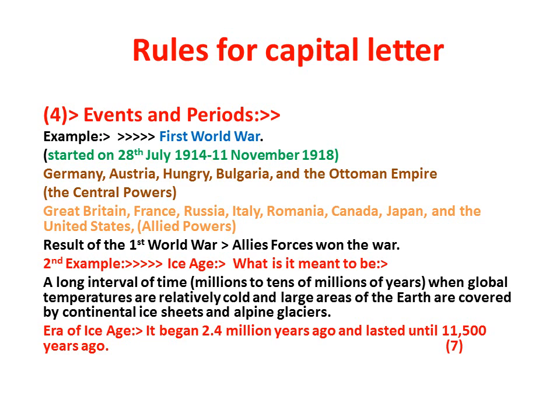And there comes the second example of that particular slide, Ice Age. What is meant by Ice Age? If you look at the words Ice Age, the first letter of the word ice is I capital, and then there comes the word age, and the first letter A is capital there. It means a long interval of time, millions to tens of millions of years, when global temperatures are relatively cold and large areas of the earth are covered by continental ice sheets and alpine glaciers. The era of the Ice Age began 2.4 million years ago and lasted until 11,500 years ago.